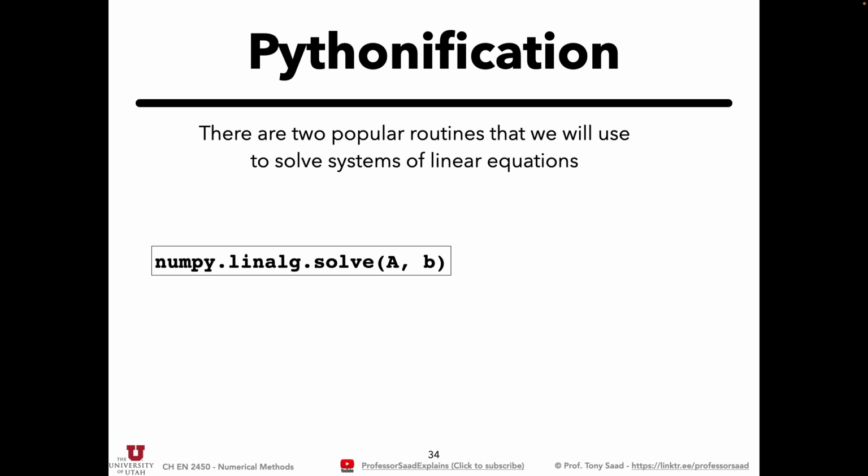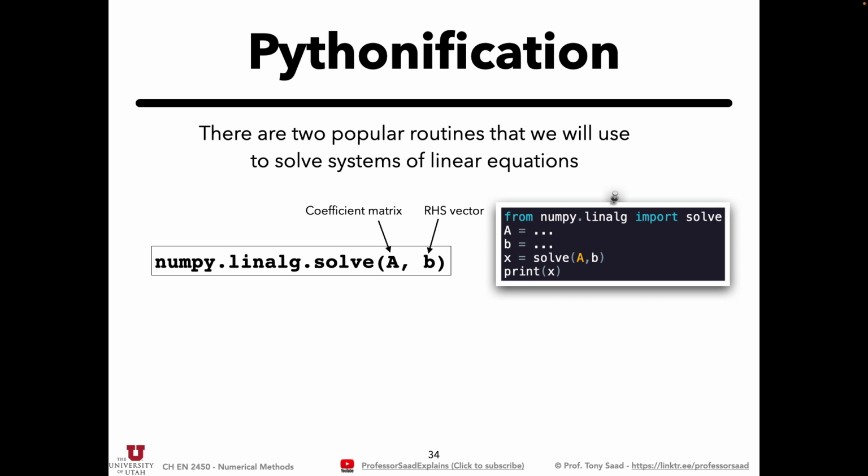What do you need to give it? You only need to give it A, which is this coefficient matrix, and b, which is the right-hand side. Internally, it does Gaussian elimination and gives you the solution directly. So this will result in the solution directly, but it's doing Gaussian elimination internally. This is the coefficient matrix, and this would be the right-hand side vector.